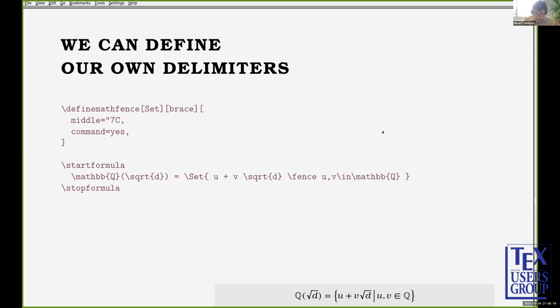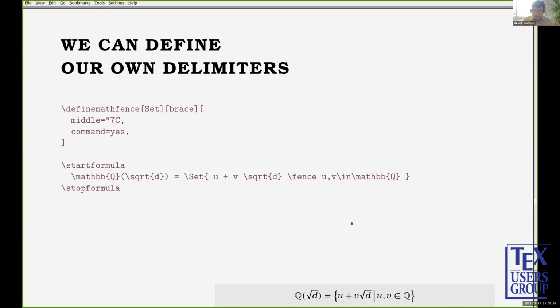Some other smaller things. We can define our own fences. This is more or less like declare pair delimiter for the people who have used math tools. So a set, for example, we can inherit it from braces, which is already there. We say that the middle should be this 7C, which is the vertical bar, and we want it to have a command as well. Then we can do \set, and we can say fence where we want this one.